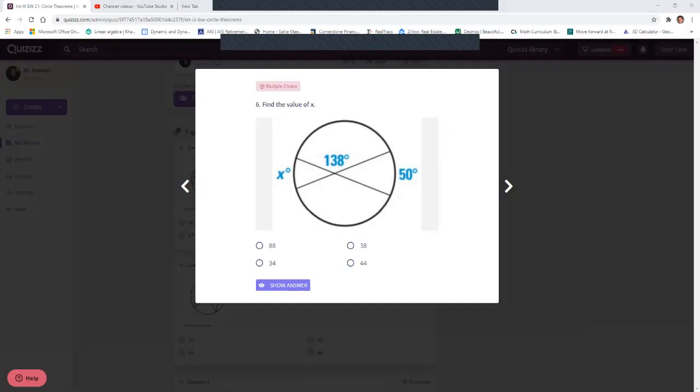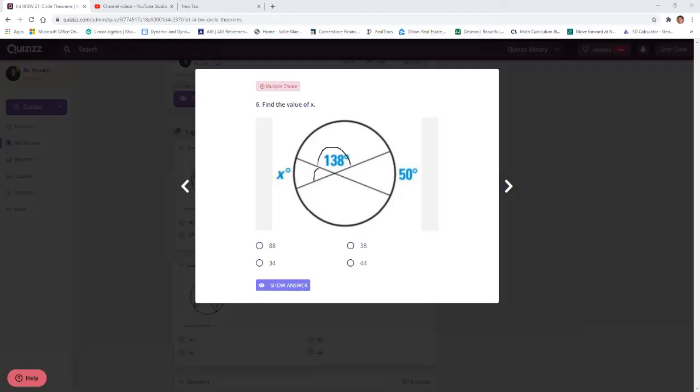Well, first of all, we know that if this is 138 here, we know that this little angle here has to be the supplement of that, right? There's 180 degrees in a straight line, and 180 minus 138 would leave me 42. So this little angle here is 42 degrees.